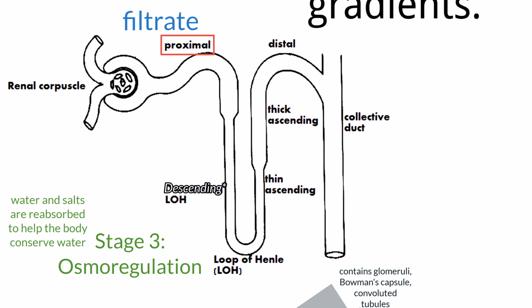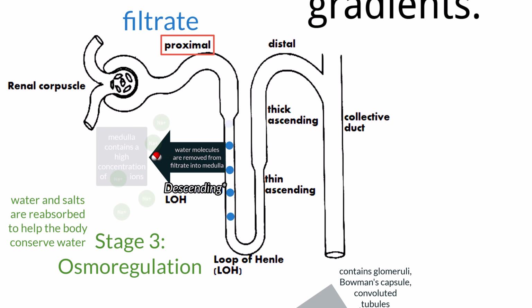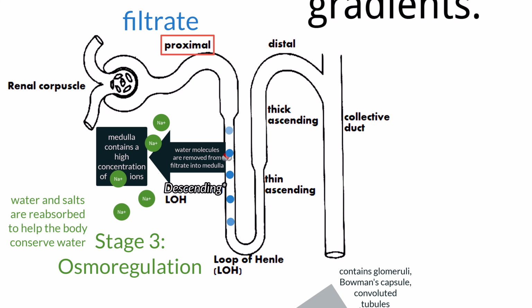Here's how it happens. As the filtrate moves through the descending limb of the loop of Henle, water is going to move via osmosis out of the loop and into the medulla. The medulla is very salty, so water will move to where there is a higher concentration of solute. The medulla is kept very salty thanks to the action of the ascending limb, which we'll get to next. The descending limb is highly permeable to water, but not to ions, which helps facilitate this process. The filtrate is now very concentrated.